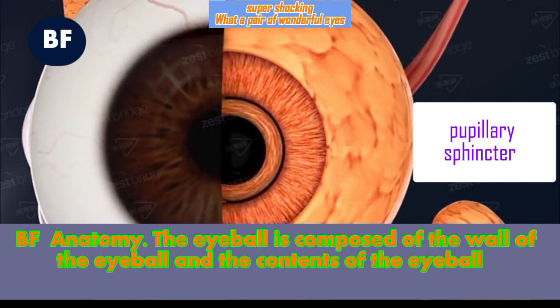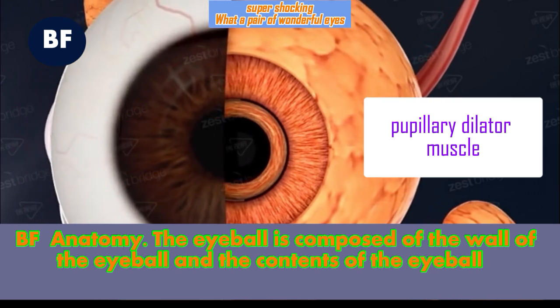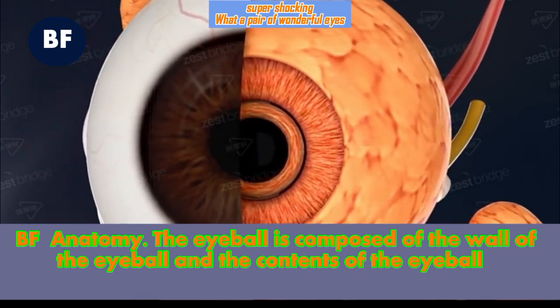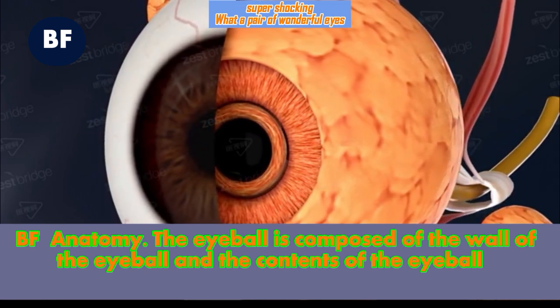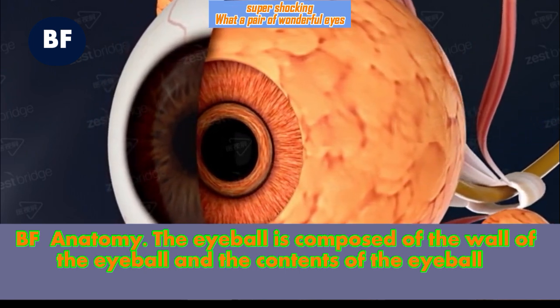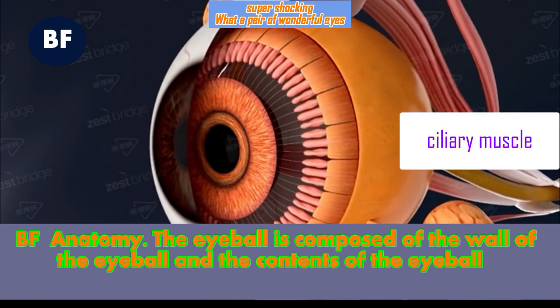The iris color depends on its pigment amount. The iris has 2 muscles that control pupil size. The sphincter muscle narrows the pupil in bright light. The dilator muscle widens the pupil in dim light.